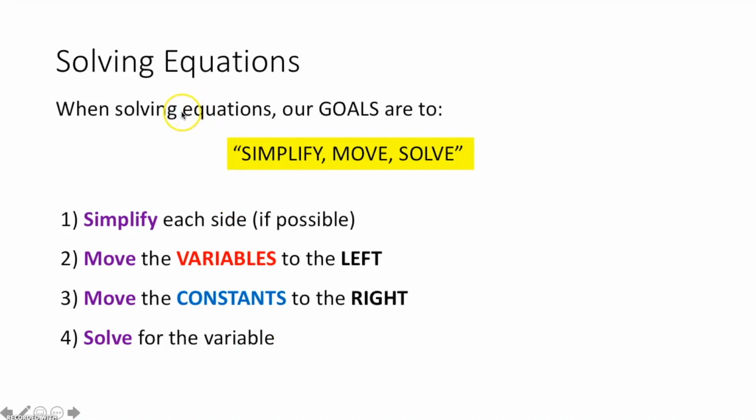Solving equations. When you are solving equations, our goals are to simplify, move, solve. We simplify each side if possible. After you've simplified each side, then you move the variables to the left side of the equation. After that, you're going to move the constants to the right side of the equation, and then that gives you your answer. That's how you solve for your specific variable.